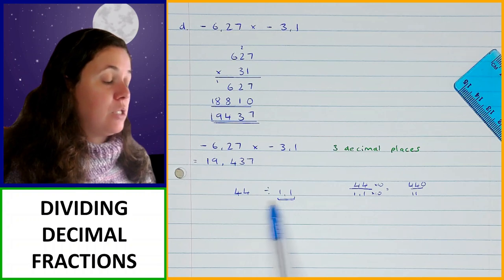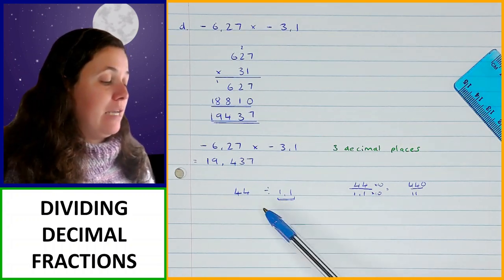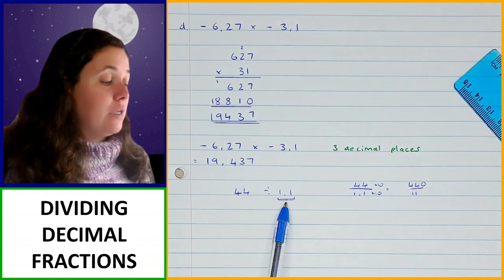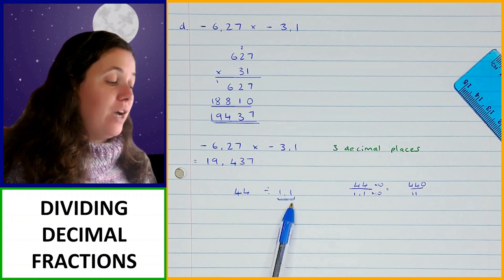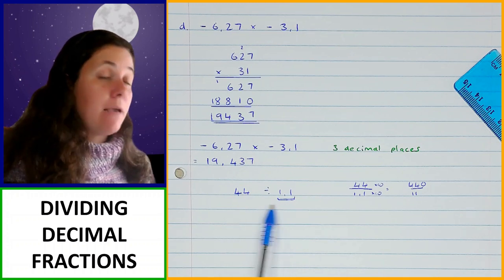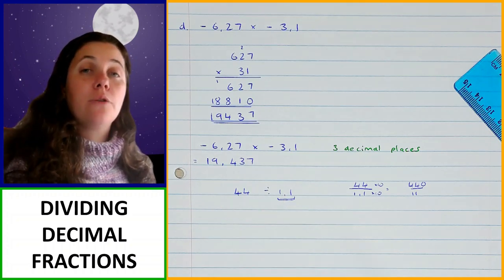The same thing happens when you're working with it written like this. It's still a division question. Whether it's written like that or like that, it's still division. So long as you do the same thing to the dividend, which is this number, and the divisor, which is that number, multiplying by the same amount or dividing by the same amount, your result for your division will remain the same.